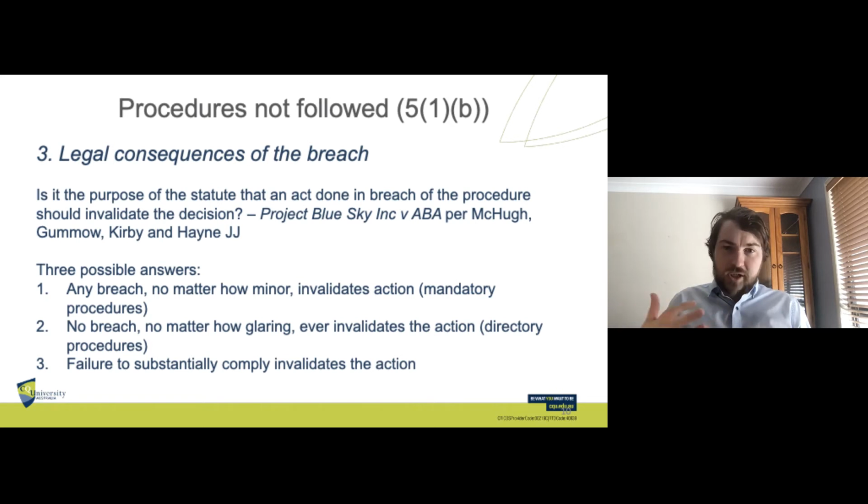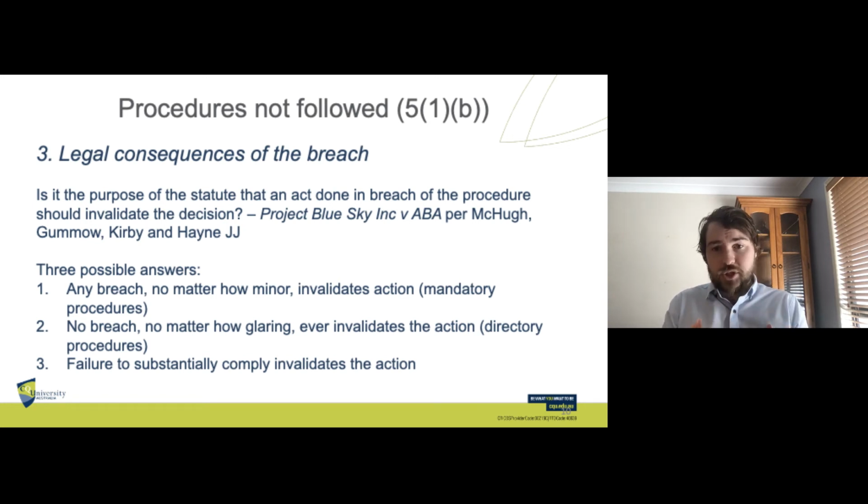So a procedure that's only directory, the decision maker has discretion whether to follow it or not. If they choose not to follow it, it doesn't invalidate the action. And then third is sort of a middle ground where failure to substantially comply would invalidate the action. And so this is where probably we'll find ourselves a lot of the time.